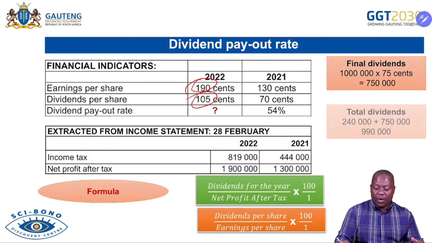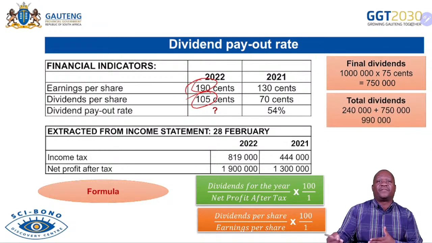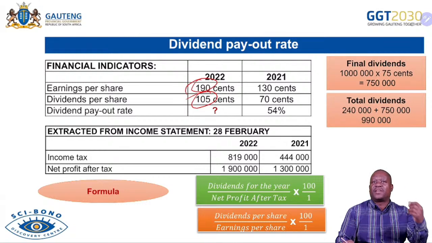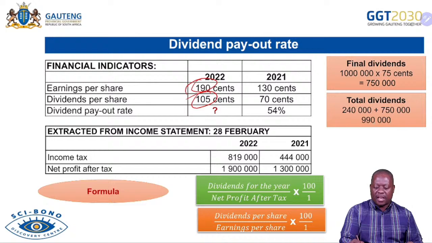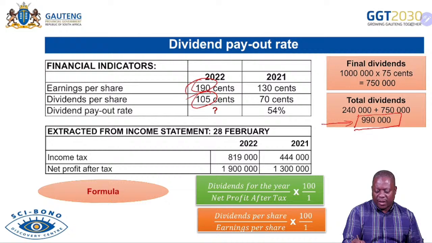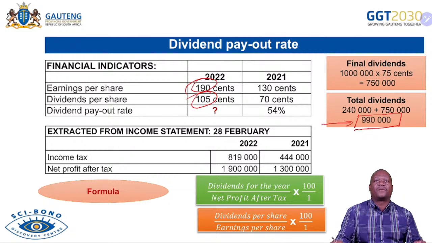And then we also need to look into the total dividends. For the total dividends, it means final dividends plus interim dividends. Remember our interim dividends, that figure, 240,000. So we add them together. It means our total dividends is an amount of 990,000.